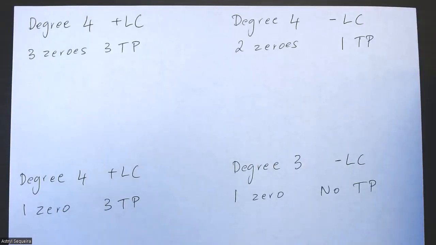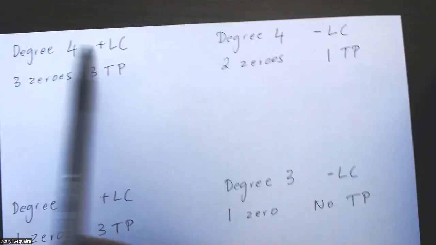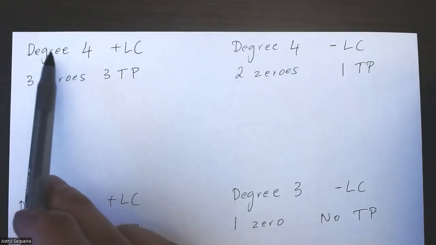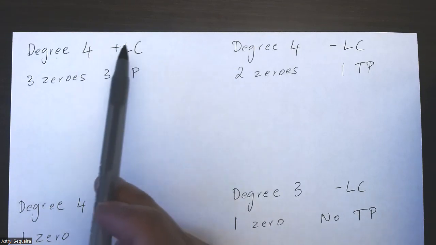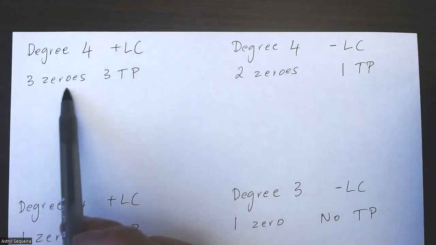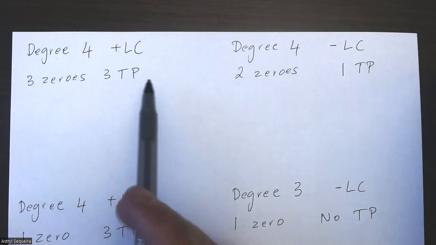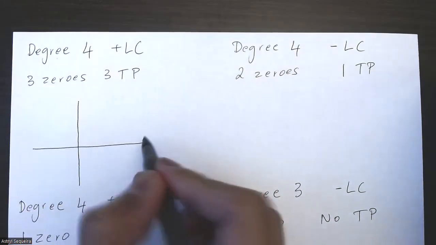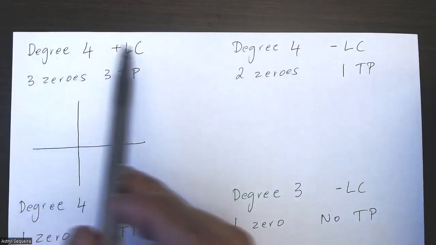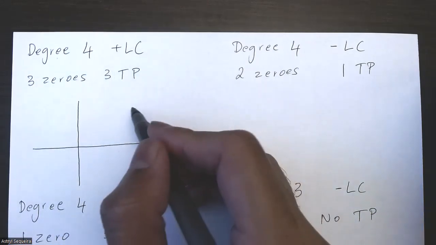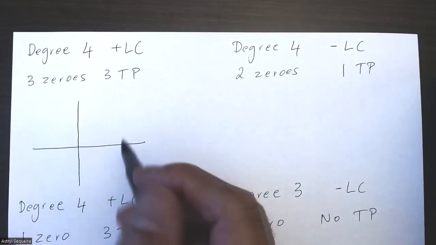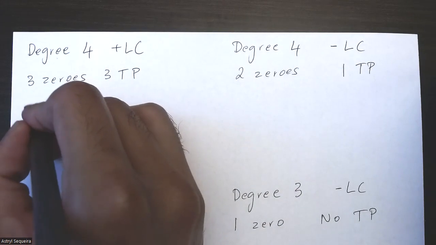All right, so in this video, we want to sketch these polynomial functions with these conditions, basically. So the first question here, we have a degree of 4, we have a positive leading coefficient, 3 zeros, and 3 turning points. So let's start our sketch. We know that if the function is a degree 4 and a positive leading coefficient, both ends have to go towards positive infinity. So let's start the graph on the left over here.